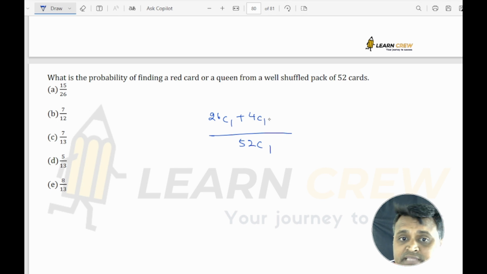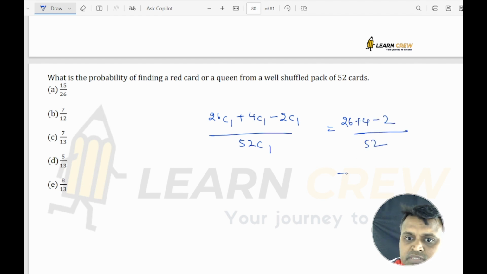And there are some red cards which are also queens. So 26C1 is 26, 4C1 is 4, minus 2C1 which is 2, over 52. 30 minus 2 is 28. 28 by 52. So 4 sevens are 28, 4 thirteens are 52. So the answer is 7 by 13.